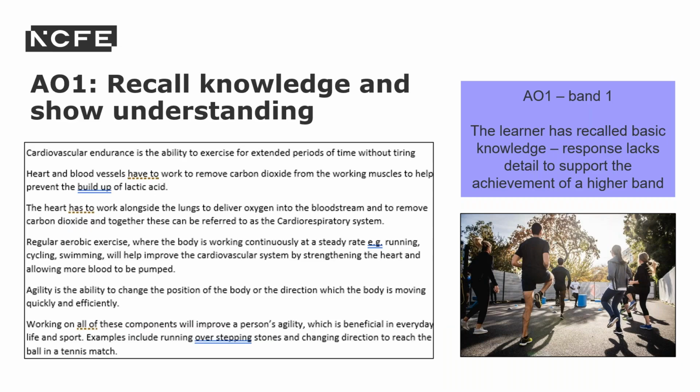We're now going to have a look at some examples of learner work and the grade that it's been awarded. So for the first task, this is a fairly basic piece of work from the learner. They've shown what is understood by cardiovascular endurance and agility and how it can be improved. The response from the learner tends to be very basic and in the form of brief statements. There are very few examples of them confirming knowledge and understanding.